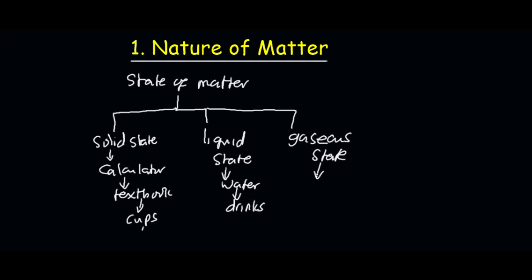Now let's look at matter in the gaseous state. We can talk of the gas for cooking; the gas in a cylinder is matter in the gaseous state. We can also talk of the air we breathe in. It's also matter in the gaseous state. So primarily, these are the three forms or the three states of matter: the solid state, liquid state, and the gaseous state.